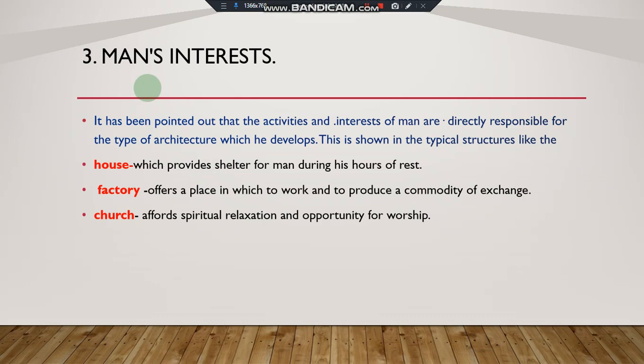It has been pointed out that activities directly responsible for the type of architecture which he develops. This is shown in the typical structures like the house, which provides shelter for man during his hours of rest. Factory offers a place in which to work and to produce a commodity of exchange. Then, church or ecclesiastical buildings affords spiritual relaxation and opportunity for worship. So that is the basic interest of the people or human, no? The house, factory, the church.